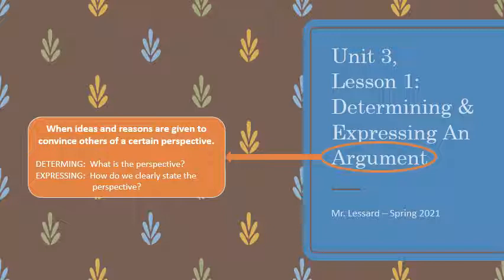Also, another clarification, when I say determining an argument, it means determining what perspective that person is taking. So how are they looking at the issue that they're talking about? And then second, expressing an argument means how do we, as the person listening to another person's argument, express what they're trying to say? How do we clarify what they're arguing for? So let's talk some basics now.